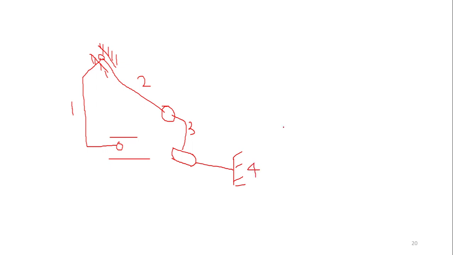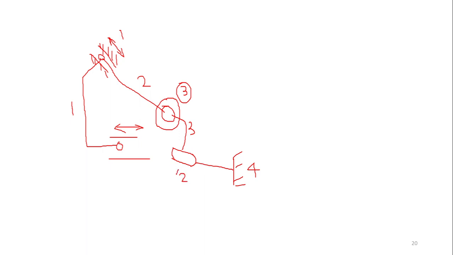So the degrees of freedom now. I have a sliding motion here, so I have 1 degree of freedom. I have a sliding motion here, so the degree of freedom again is just 1. This is a spheric joint, so I have 3 degrees of freedom here. This is a cylindrical joint. I have rotation as well as translational degree of freedom.